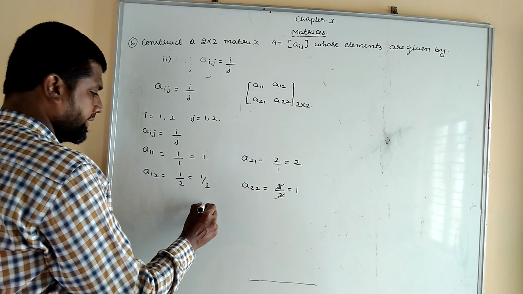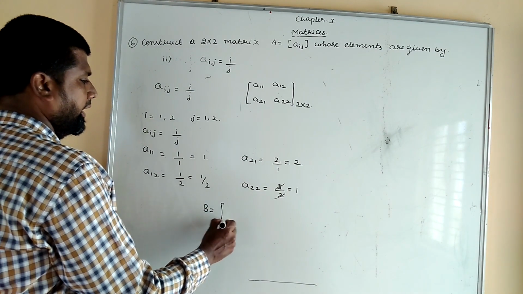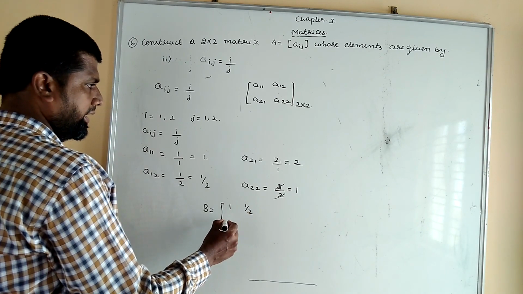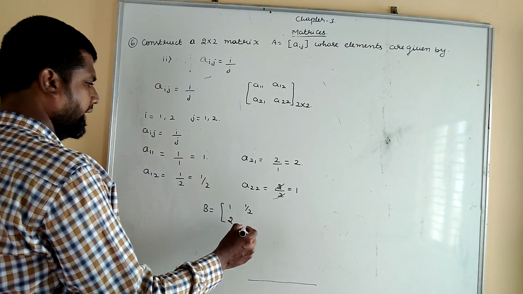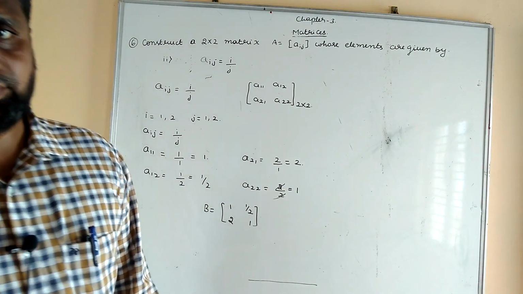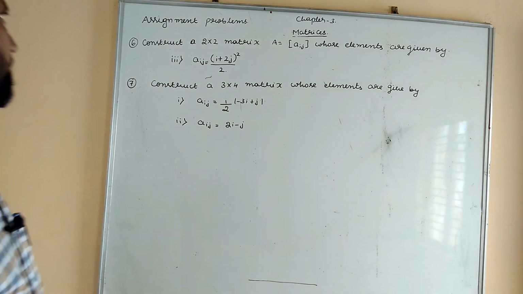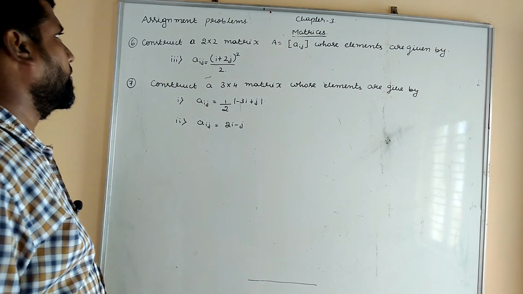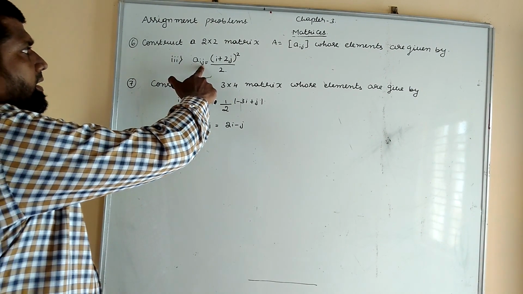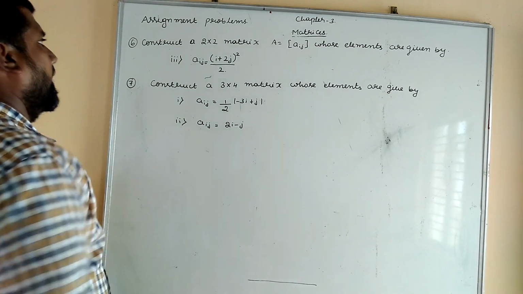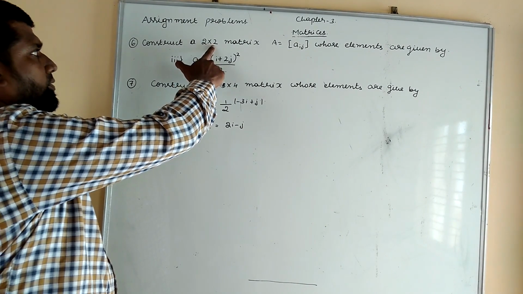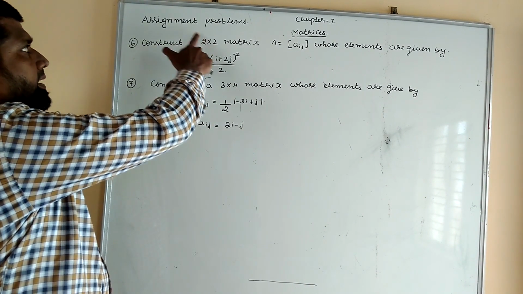So let us write the matrix of 2 cross 2. A11 is 1, A12 is 1 by 2, A21 is 2, then A22 is 1. This is the matrix of order 2 cross 2. So we already did the sixth problem. In the sixth problem I have done the two sub questions. In the sixth problem one of the sub questions is the third one, that is aij is equal to (i plus 2j) whole square by 2. So it is of order 2 cross 2. You have to do this problem as an assignment.